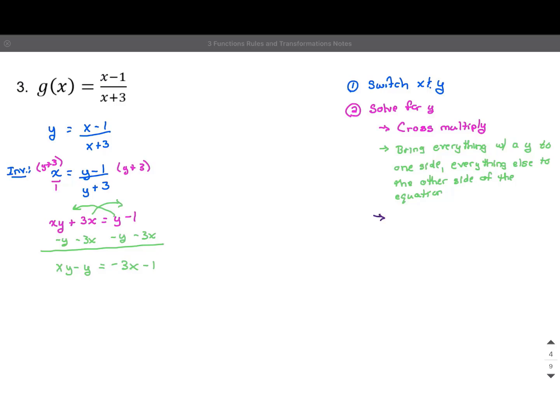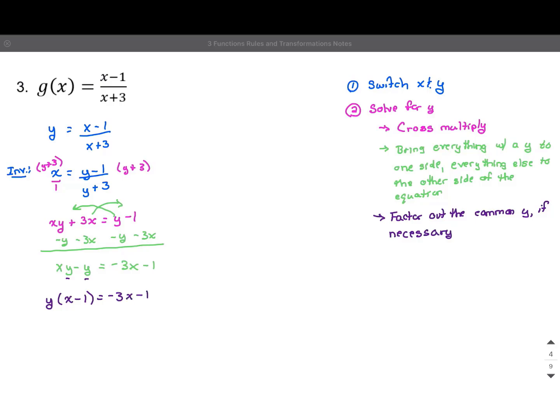Now, this step isn't always necessary. Sometimes it is. Factor out the common y if necessary. In our case, it is necessary. We're trying to get y by itself, but there's two of them and we can't really subtract them. So we factor out the y. That'll leave us with y times (x minus 1) equals negative 3x minus 1.